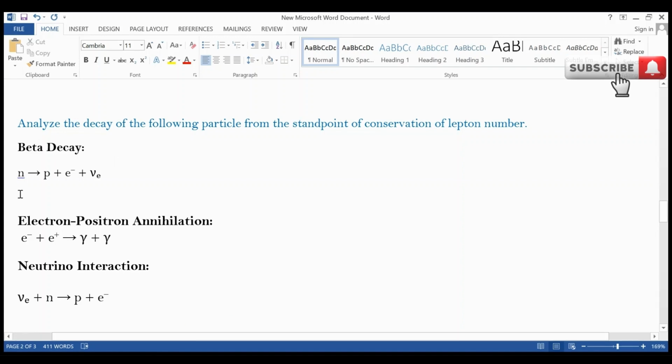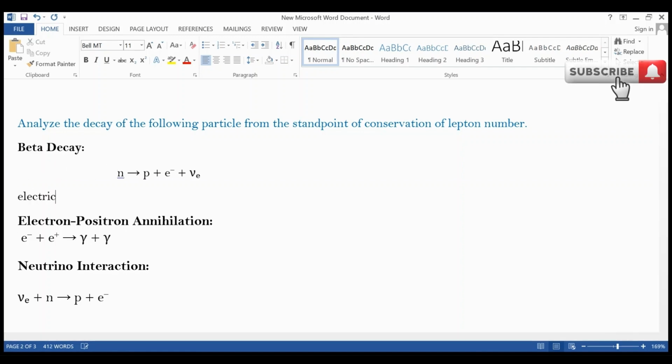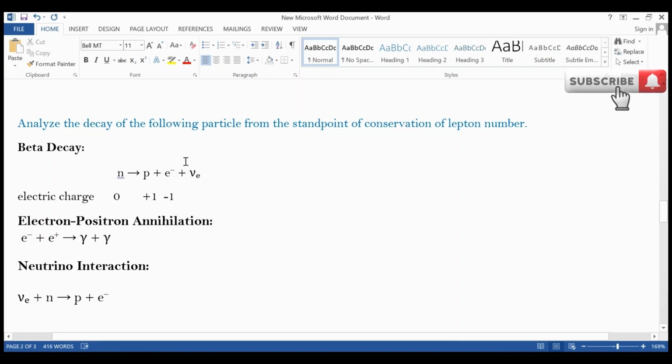Starting from the electric charge, for neutron, electric charge is 0. For proton, the electric charge is +1, while for the electron, it is -1. And for electron neutrino, the electric charge is 0. +1 and -1 will cancel each other, so resultantly on the product side and reactant side, we will have a 0. So electric charge is conserved.